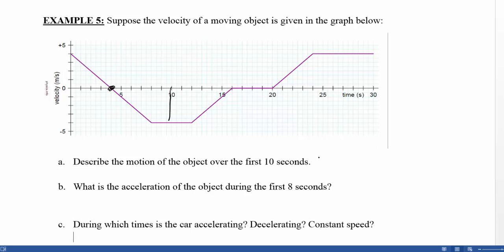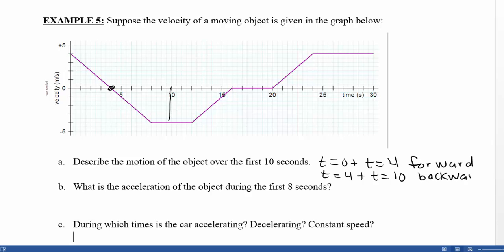So between time equals 0 and time equals 4, we are moving, let's say, forward. We're going forward. We'll count positive as forward. And from time equals 4 to time equals 10, we're going to be moving backwards because it's negative. We could also figure out how far forward and how far backwards if we wanted to approximate the area under the curve.